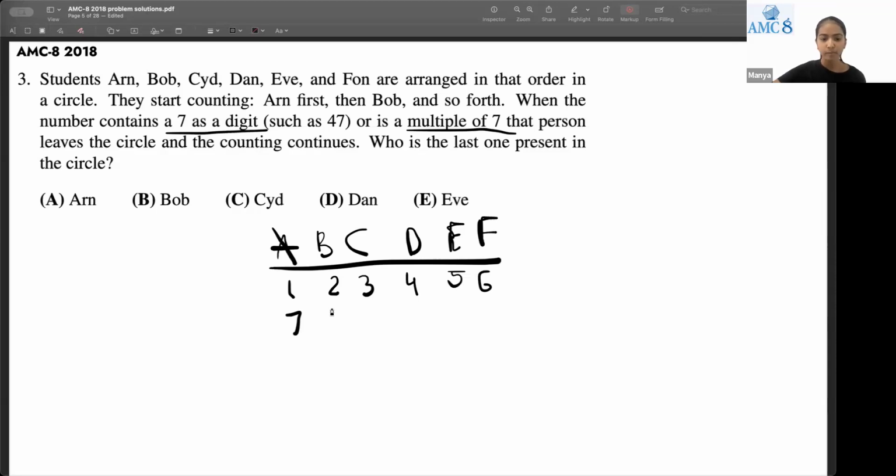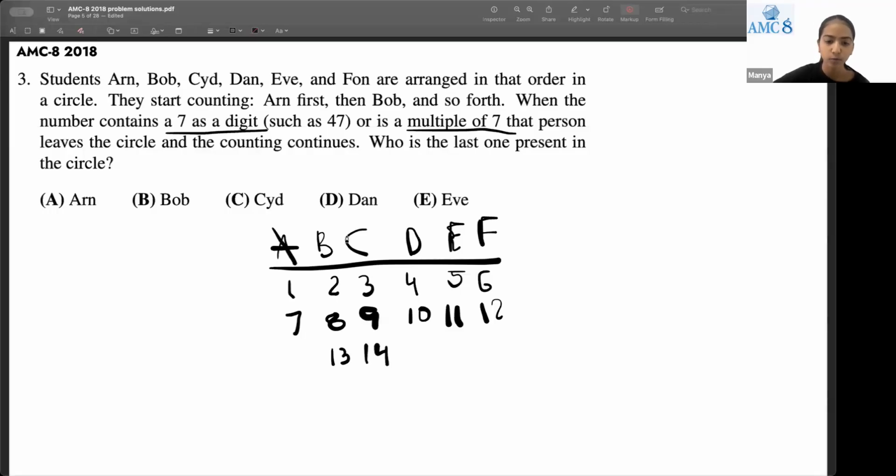So after A is canceled out, we can do 8 is B, 9 is C, 10 is D, and then 11 equals E, 12 equals F. And remember how A is canceled out, so we don't count A in this case. We're going to skip A and go directly to B. So B is going to be 13 and C is going to be 14.